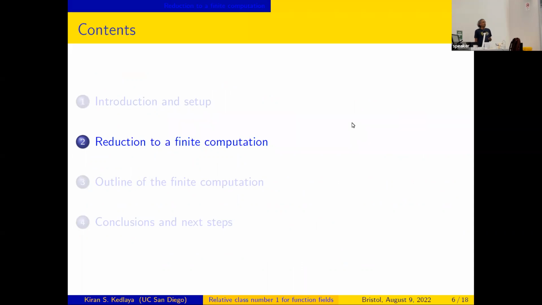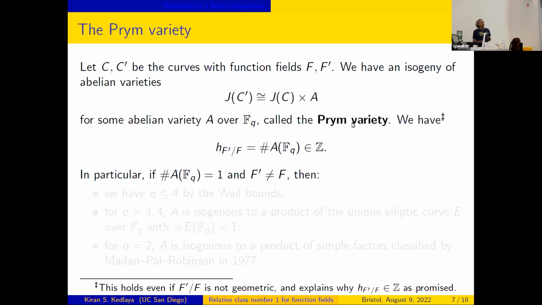So the first thing you have to do with one of these problems is reduce to a finite computation. So let me describe a reduction of this problem to a finite computation. I'm going to write C and C prime for the curves with function fields F and F prime. And here's why the relative class number is an integer. The Jacobian of the upstairs curve is isogenous to the Jacobian of the downstairs curve times some abelian variety, which is often called the Prym variety for the covering.